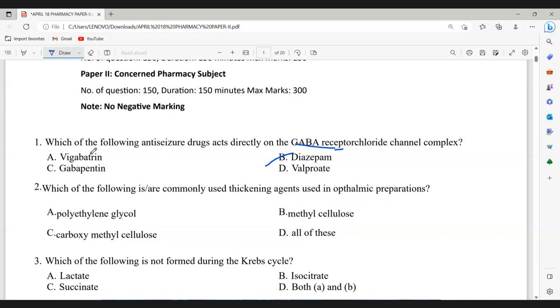Explanation part clear? Did you note each and every mechanism of action of every drug? Did you note it down? Okay. Can you hear my voice? Is there any disturbance?